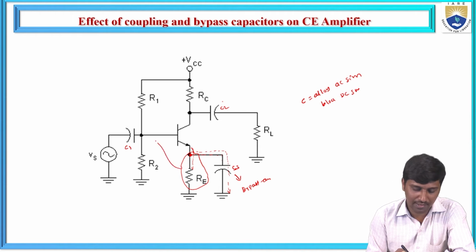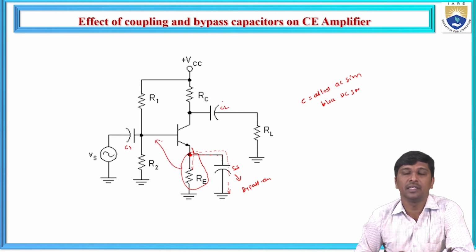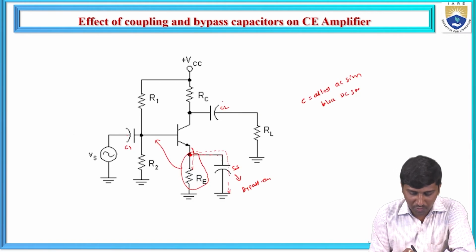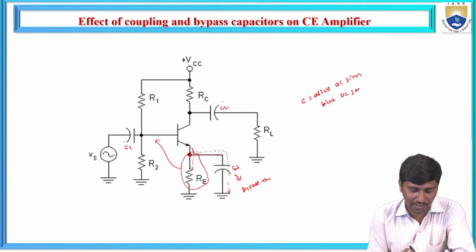So the complete DC signal passes through this RE to stabilize the circuit, so that the emitter-base junction is always forward biased and the collector-base junction is reverse biased, irrespective of the variations in temperature. Similar to that, now what is the importance of the coupling capacitor?